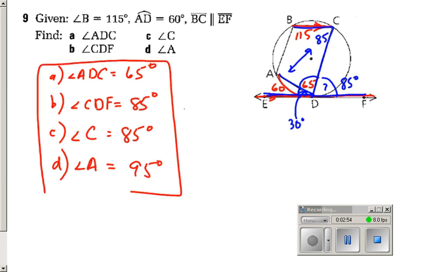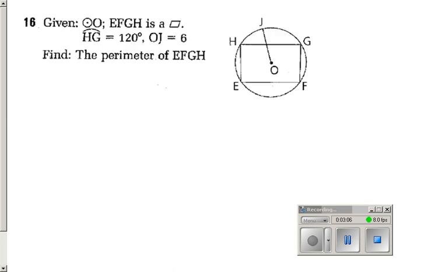So if there were any part of that you didn't understand, slow it down, look back at your notes. But that was a tricky question that I wanted to make sure that I went over. So this was 10.7, number 9. Moving along, we'll go to 10.7, number 16.